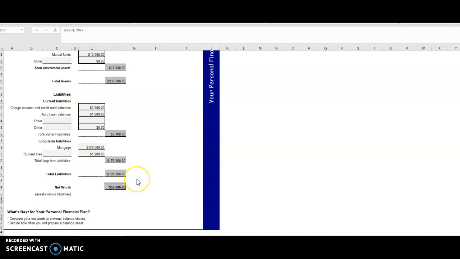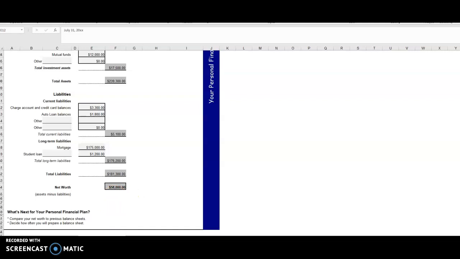Now what that means is if we were to liquidate every asset that we have, and pay off all the liabilities that we have, we'd have $58,000 left over. Well, that's usually not likely going to happen, but this just gives you a snapshot view of your net worth at a point in time.